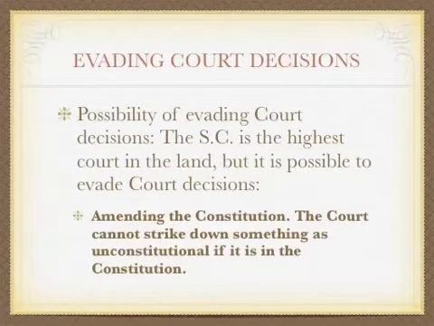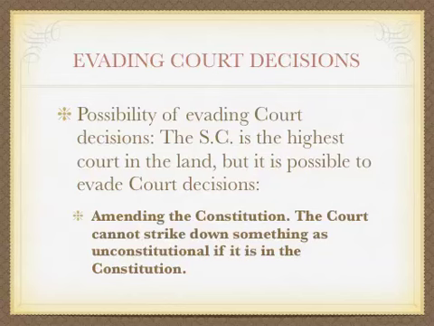The court doesn't usually struggle with the problem of people not obeying their decisions, at least blatantly. Now, we do know that Nixon in the late 1960s, after he became president into the 1970s, dragged his feet on enforcing desegregation orders that came from different federal courts. So we know that the Supreme Court, despite being the highest court in the land, isn't infallible. People will attempt to evade the court decisions.